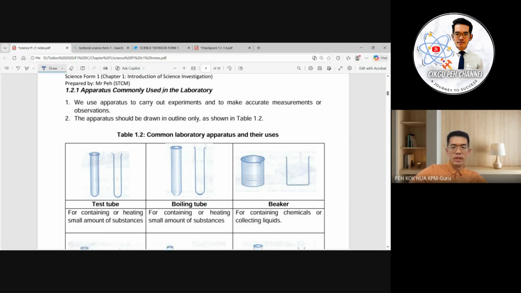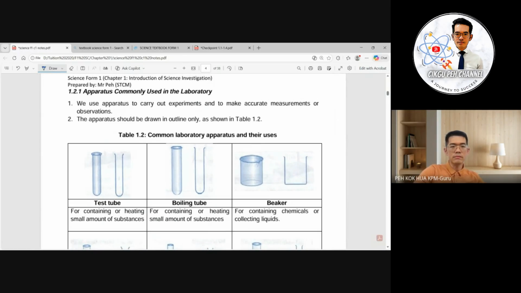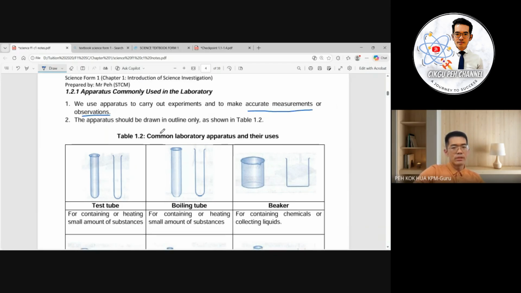Okay, so here that means that we're using the apparatus because we want to get better, more accurate measurement, and then we want to see the observation is clear. 所以我们为什么要使用这个用具？因为我们要有准确的测量。Accurate 准确, measurement 是测量, observation 刚才讲哦观察.